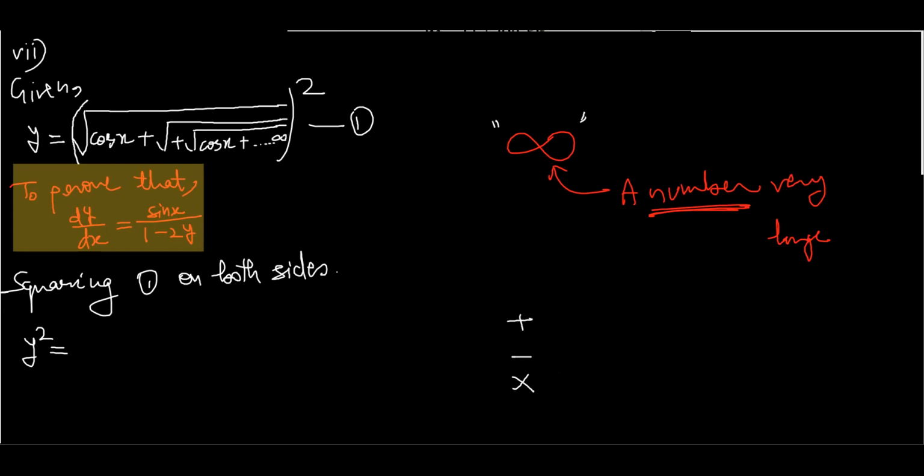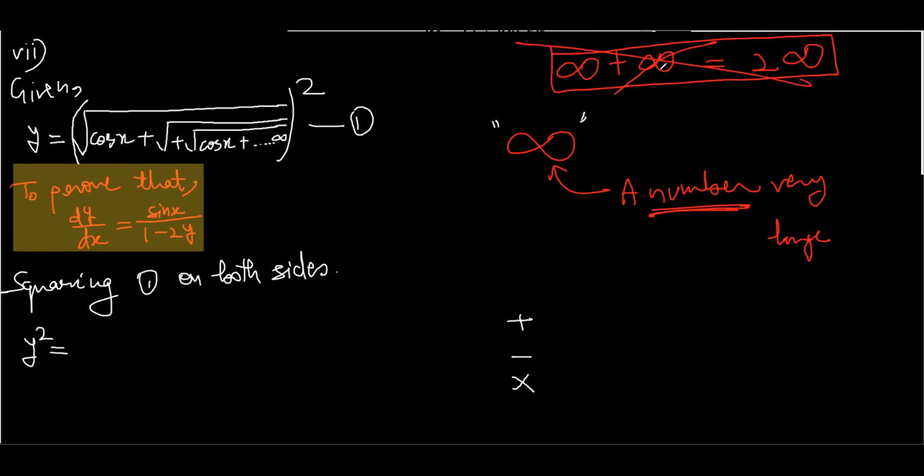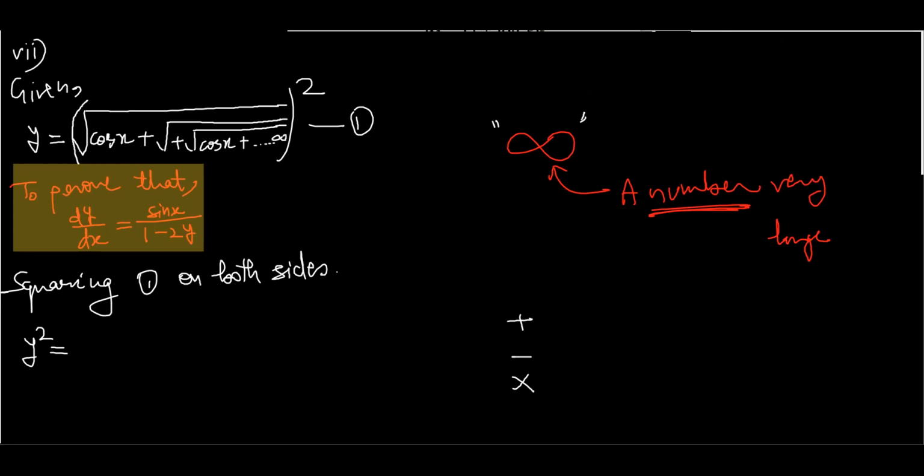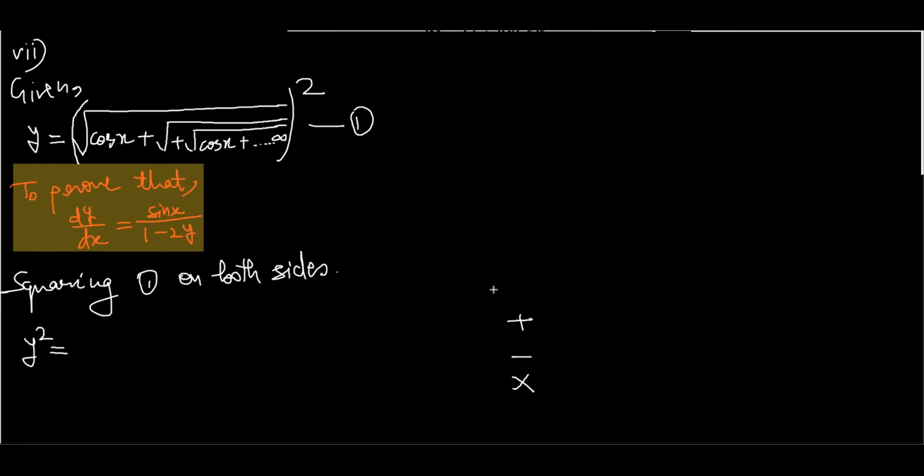You cannot say infinity plus infinity is equal to 2 times infinity. This is not correct. Why? Because infinity plus infinity is once again infinity. But if you have two very large numbers, a plus a, you will say 2a. So what I'm trying to tell you is infinity is not a number, so it will never end as such. It is just going beyond. So this just continues.